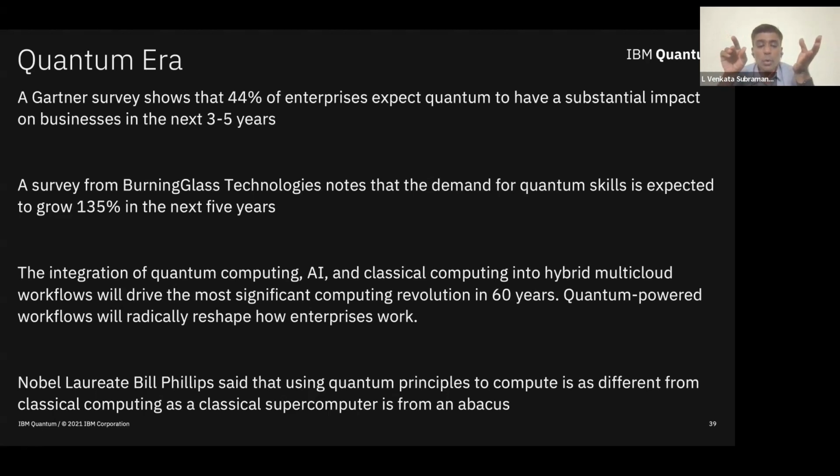And the other thing to note is that, as I said, the language is Pythonic, but the thinking has to be different. As you start to develop the algorithms, you have to learn how to use superposition, how to use entanglement, how to use interference. So as Nobel laureate Bill Phillips said, using quantum principles to compute is actually as different from classical computing as a classical supercomputer is from an abacus, right? So it will take you time, it will take you effort, but it's not hard.